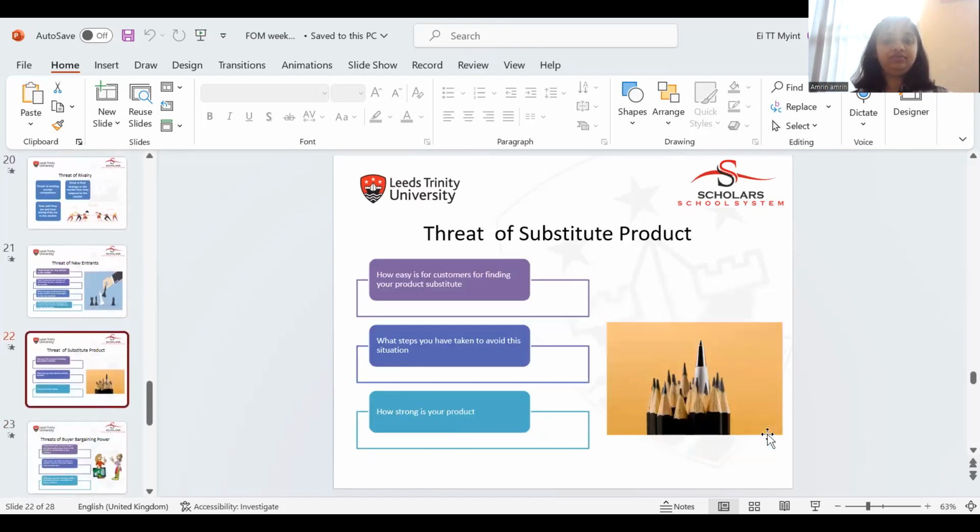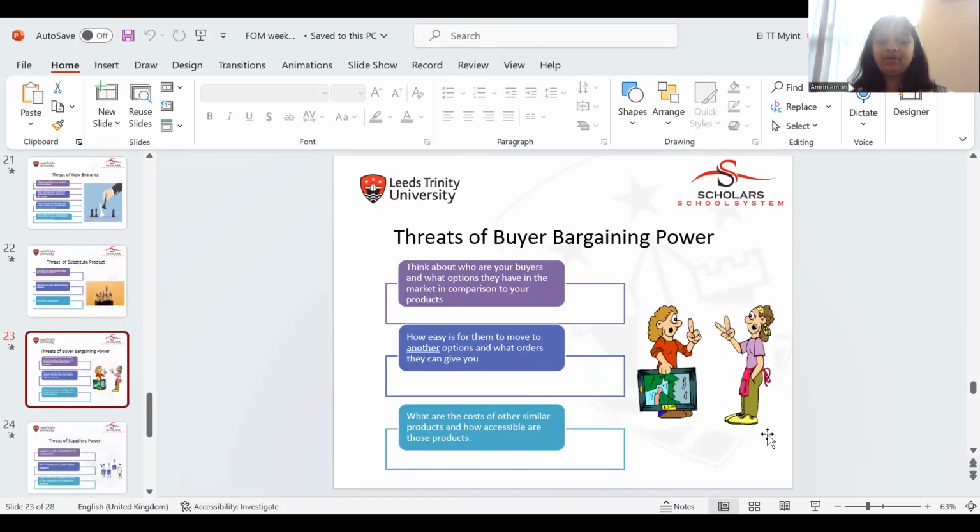When it comes to the threat of substitute products, how easy is it for the customer to find a substitute for your product? If it is very easy, what steps have you taken to avoid this situation? How strong is your product? If your product is strong, people would come to you again. That would be customer retention. It is very important to be a seller or a business person who can provide a quality product, and the customer would definitely come back.